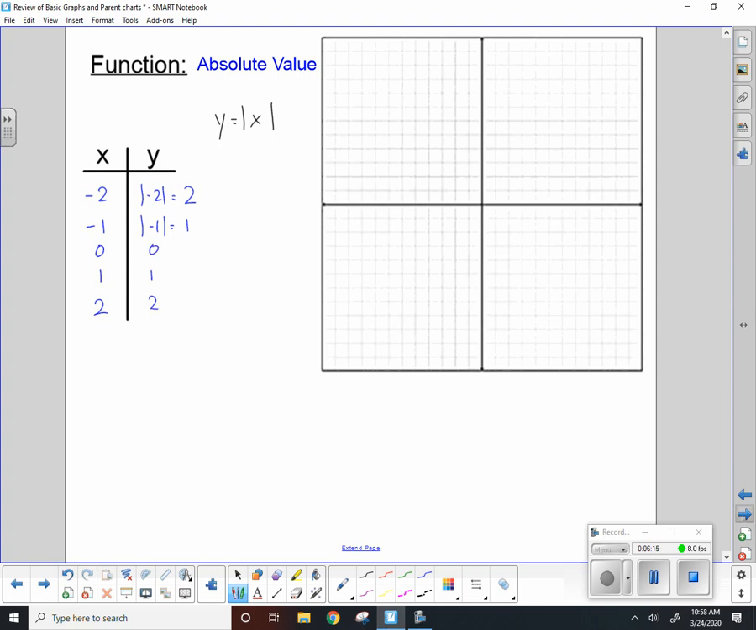Okay, so we're going to get the same exact thing from the origin and to the right, and so on. But over here, instead of (-1, -1), we're going to end up at (-1, 1), (-2, 2), (-3, 3). And so my graph there is going to start at the origin and be kind of a V centered there at the origin.